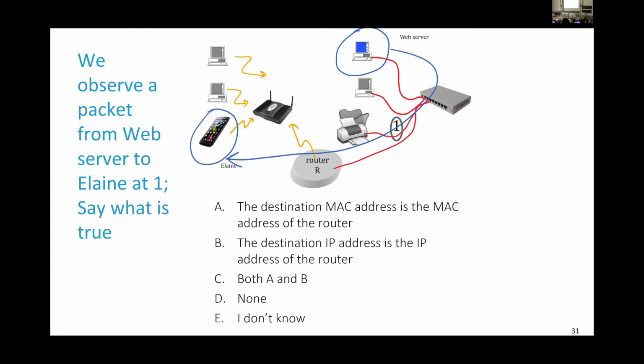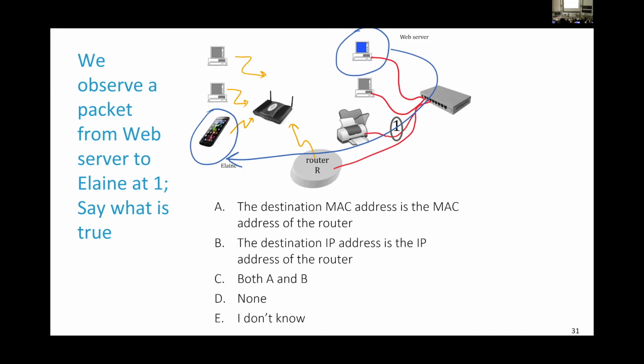Now you should see the result, and the vast majority says A, which is the correct answer. The destination MAC address here is the MAC address of the router, because on the right we have a LAN, and this packet should follow the logic of the LAN to reach the router. How do you forward a packet inside the LAN? By the MAC destination address. So the MAC destination address must be that of the router.